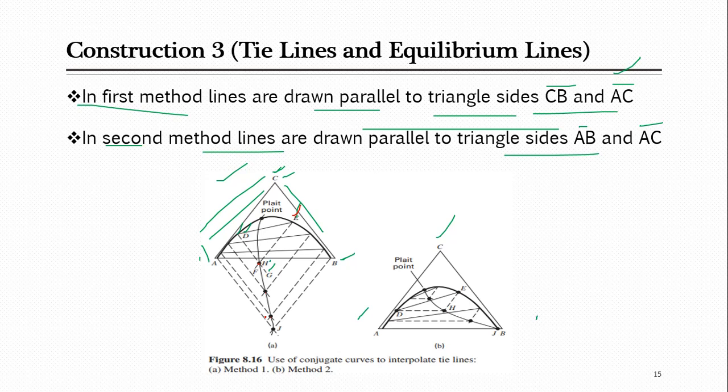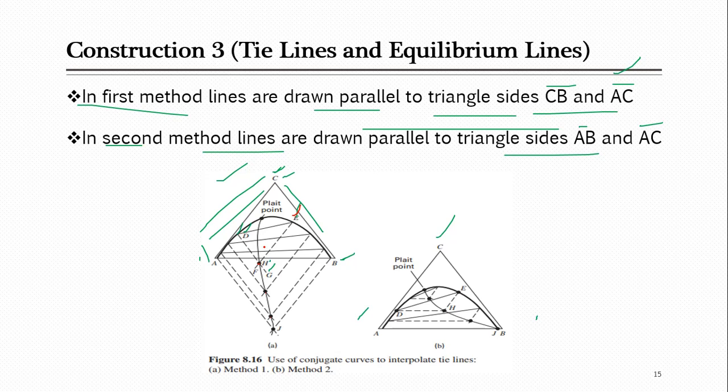there are now various points you will have located. Based on these various points, if you just join them and finally connect them with the plait point, this will be one curve. And now using this curve I can get other tie lines inside the system if I need.